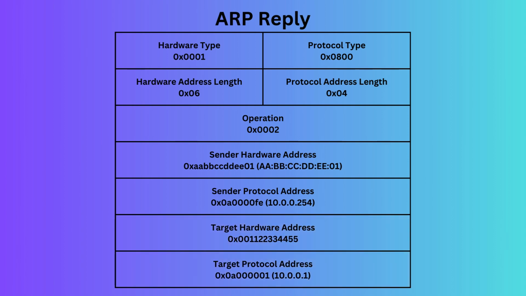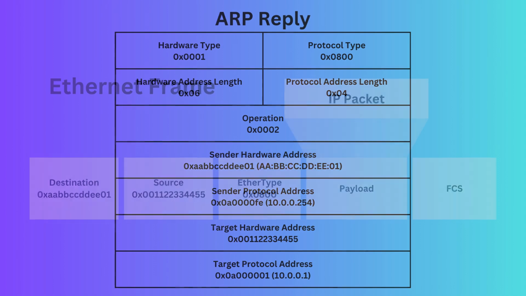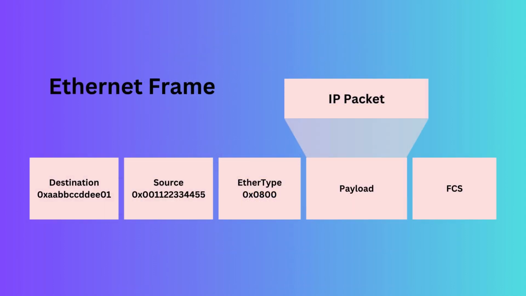Now the server can send the IP packet, which has the image data, to the router R1 using the MAC address of router R1. Once the server prepares the IP packet containing the image data, it needs to encapsulate this packet in an Ethernet frame for transmission across the local network. Let's look at the contents of this Ethernet frame.